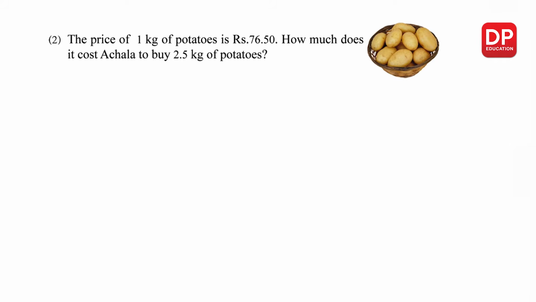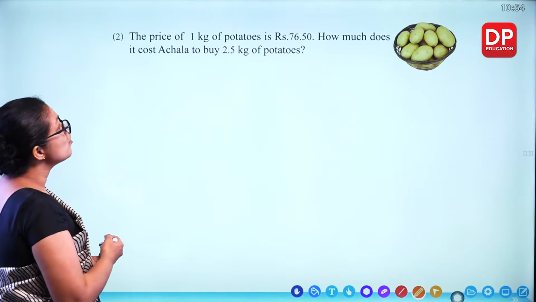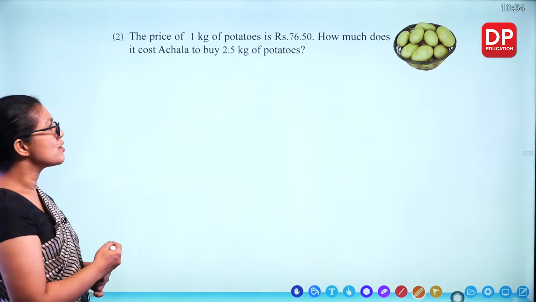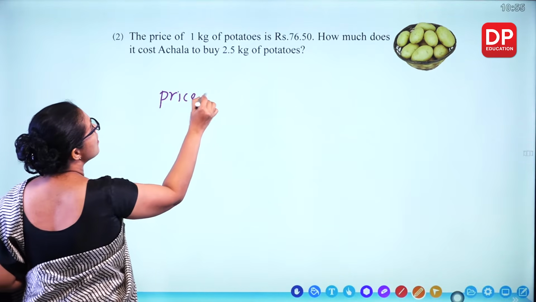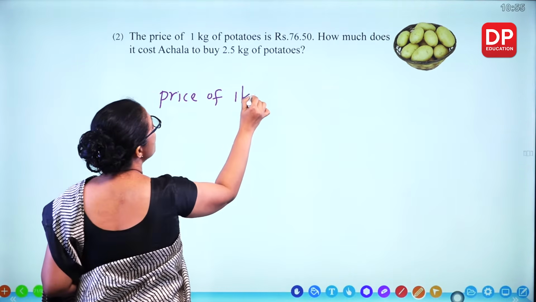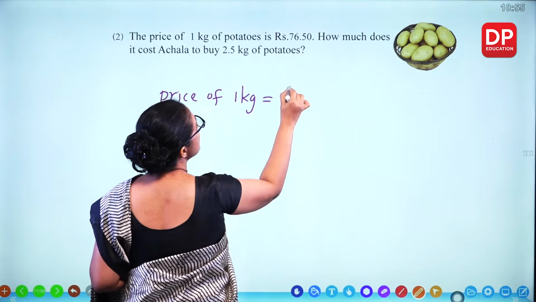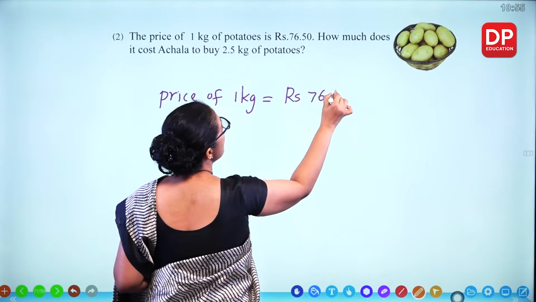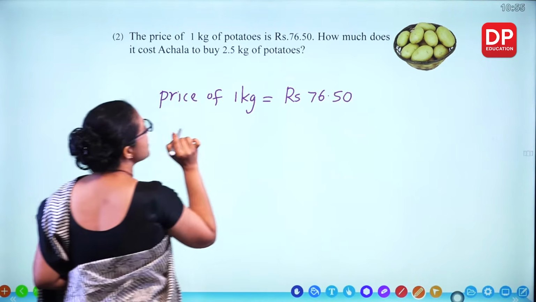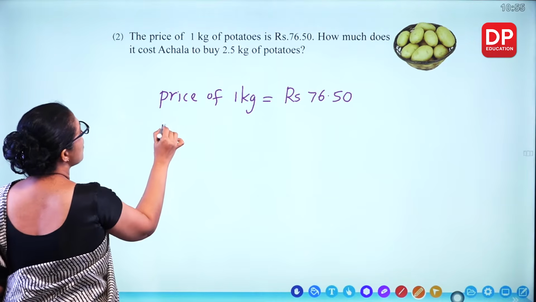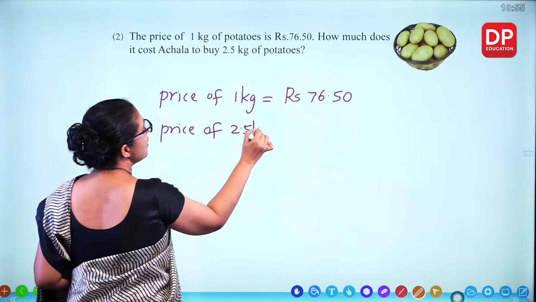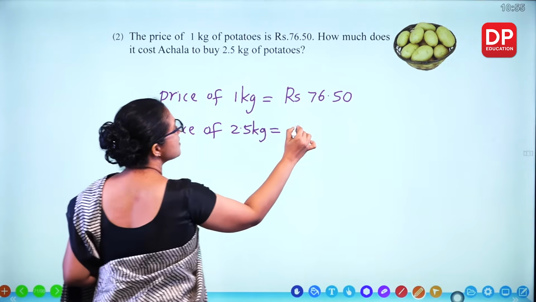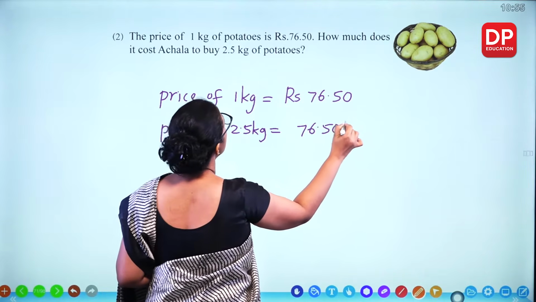Question number 2. The price of 1 kilo of potatoes is 76 rupees and 50 cents. How much does it cost Achala to buy 2.5 kilos of potatoes? Price of 1 kilo of potato is 76 rupees and 50 cents. So price of 2.5 kilos, you have to multiply this by 2.5.